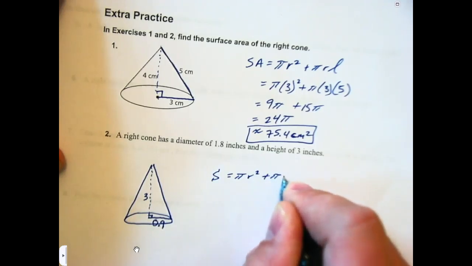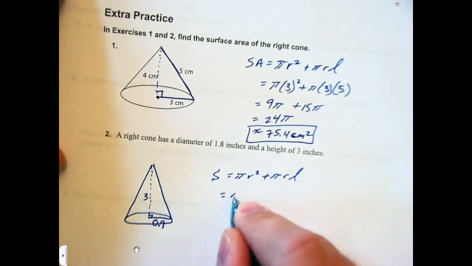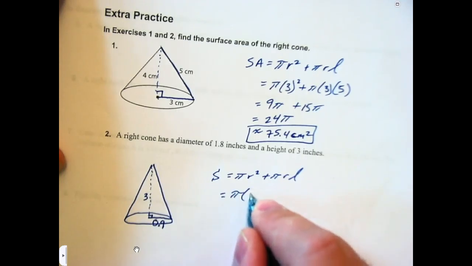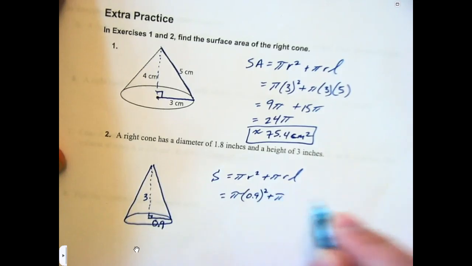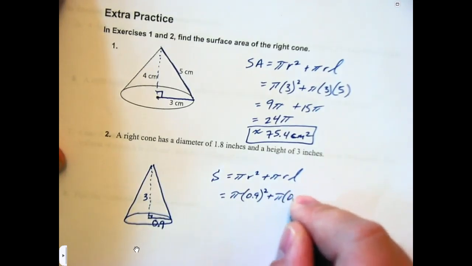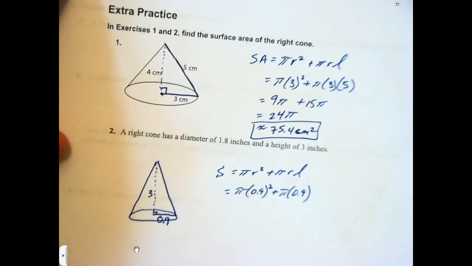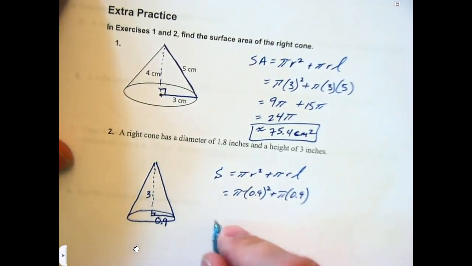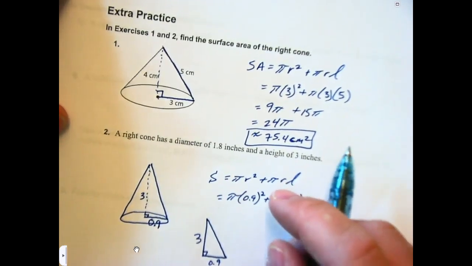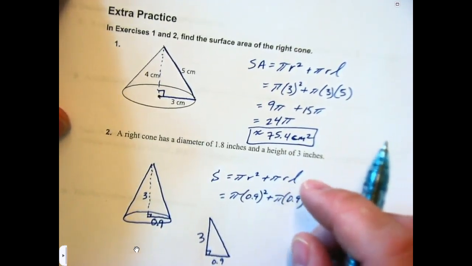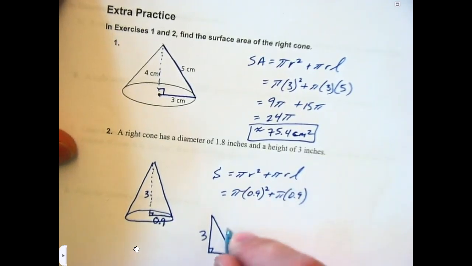But what don't they give you? Yeah, they don't give you L. So any thoughts on how to find L there? Cynthia, what do you got? Good. Use the Pythagorean theorem. So when you use the Pythagorean theorem on that right triangle there, what do we end up getting? Okay. So let's leave it in square root form.